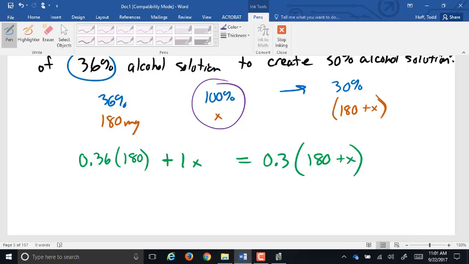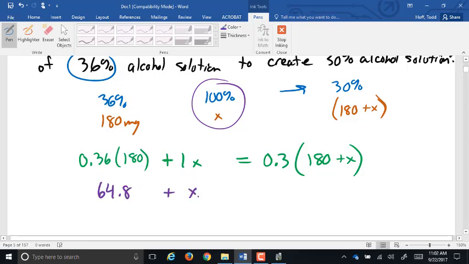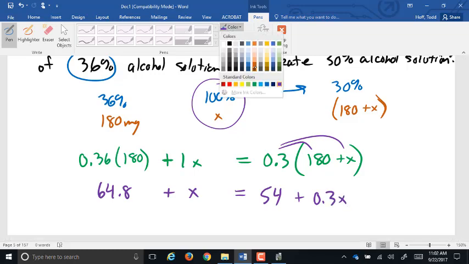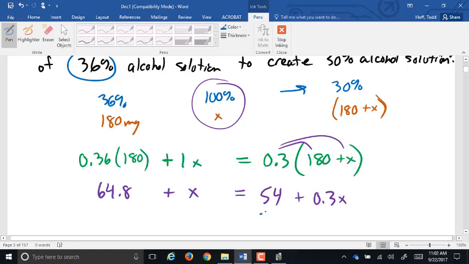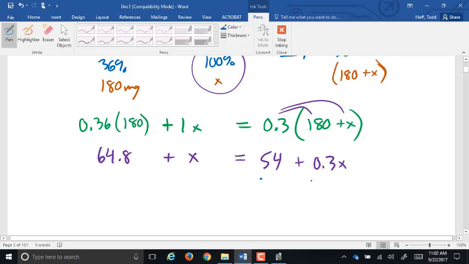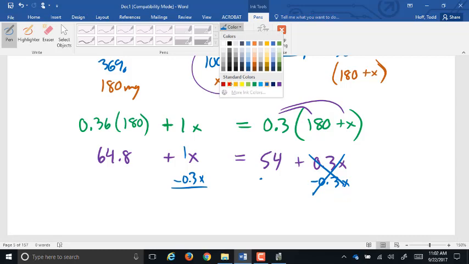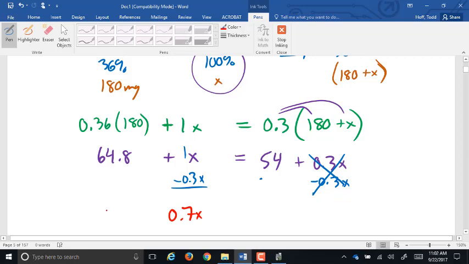So anyway, 0.36 times 180 is what, 64.8? 1 times X is just X. 0.3 times 180 is 54. And 0.3 times X, 0.3X. Now what? Well, we should get the X's together first. Subtracting 54 would work, but we're not really sure which side we want to get rid of yet. So let's get rid of one of the x's. Let's get rid of the 0.3x. We'll subtract that from our 1x on the left side. 1 minus 0.3 is 0.7x. That's 64.8 plus 0.7x equals 54.